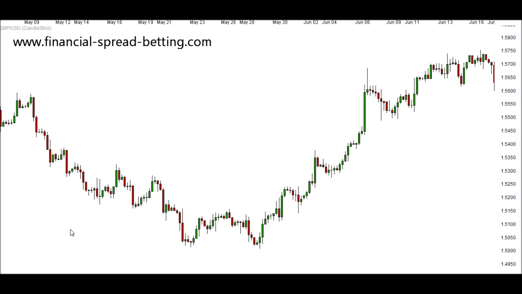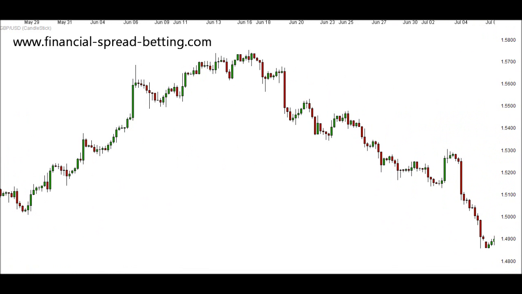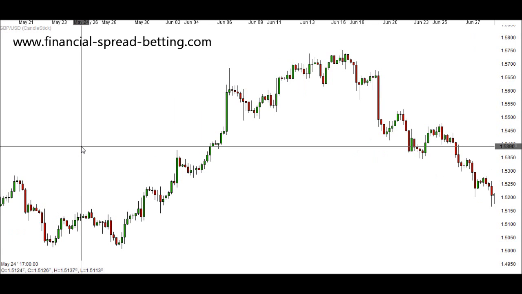So let's look at some pin bars with real price data. We have a big one here. This is the 4-hour chart of the pound against the dollar, which I've used in all of the videos. Here's a very typical pin bar: this small body and a large wick in one direction.